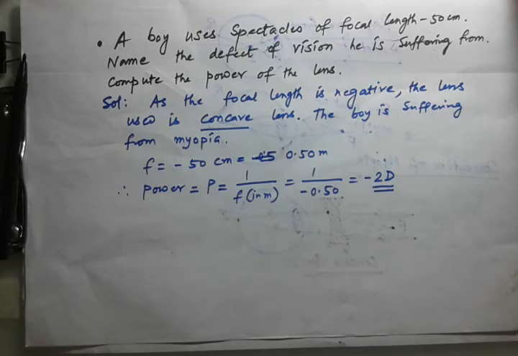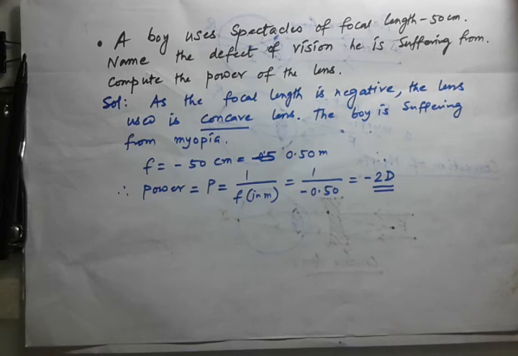So in brief, we want to say that myopia is an eye defect. In that defect, the person cannot see the object which is far away, but the person can see the object which is near. This defect is caused due to the change in shape of the eyeball, or the focal length of the lens becoming too short due to excessive curvature of the cornea.